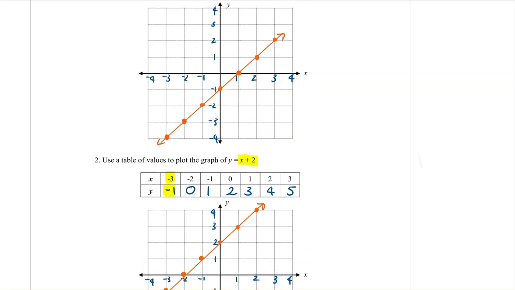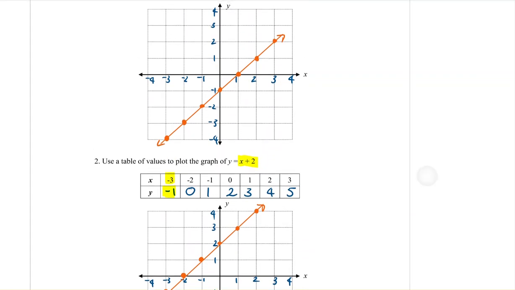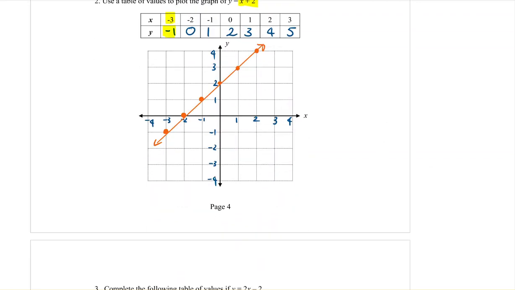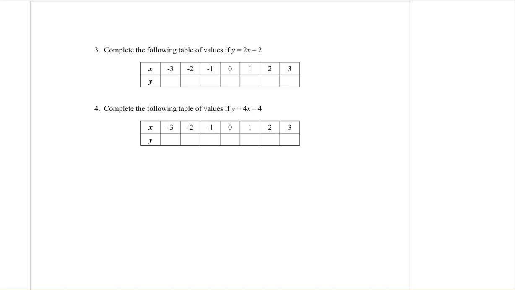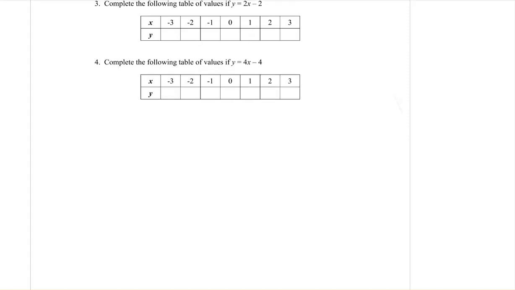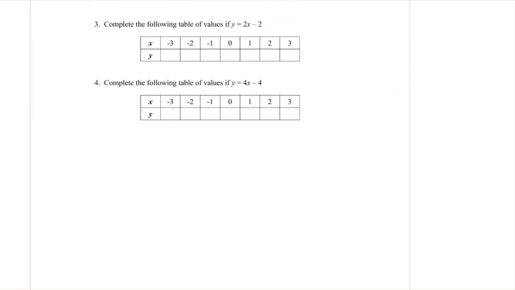Okay, so those two graphs that I just drew, the only difference was the second one was up a little bit higher, wasn't it? They had the same slope. Okay, the hardest part, I think, for these is making sure you get your table right. So we're just going to practice that. This question 3 here is just filling in the table. We're not going to draw the graph of that one, but we need to get the table right. So the equation is y equals 2x minus 2.